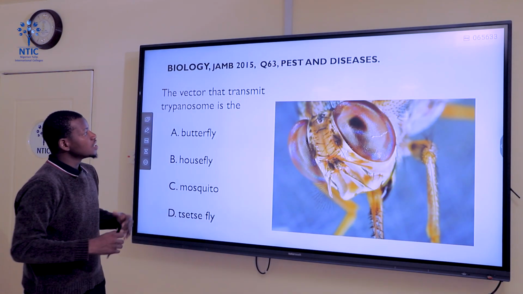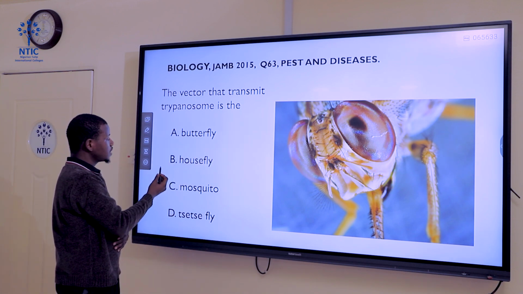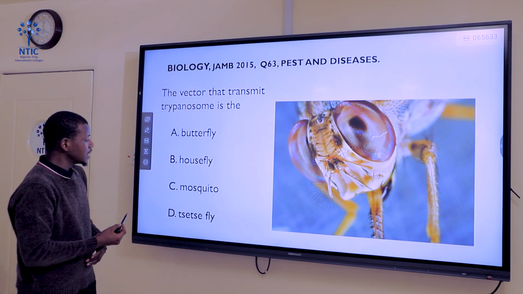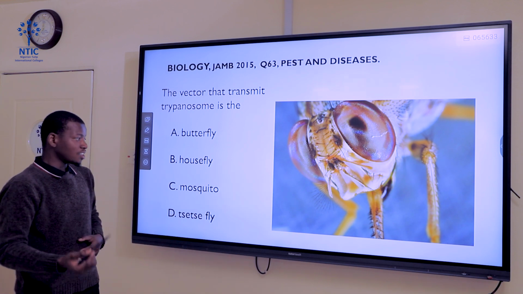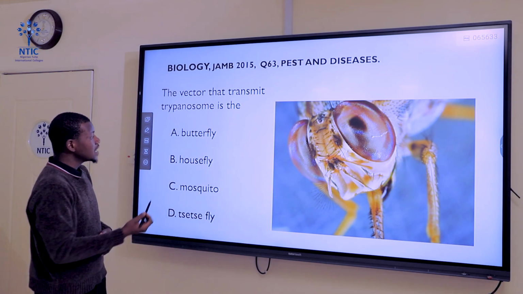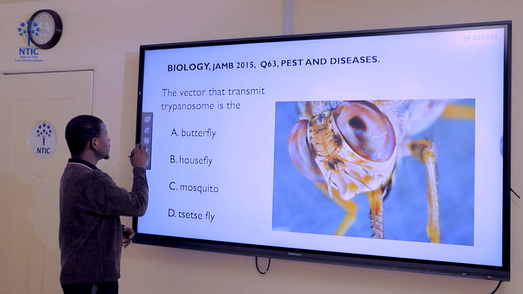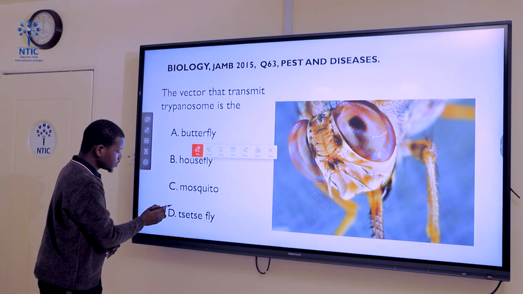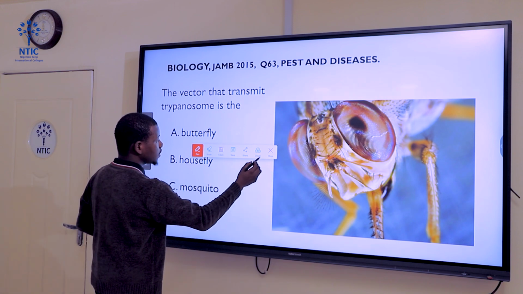Question 63. The vector that transmits trypanosome is A. Butterfly, B. Housefly, C. Mosquito, and D. Tsetse fly. Mosquito is a vector that transmits Plasmodium. Housefly transfers organisms that cause Shigella, and butterflies generally carry out pollination. Tsetse fly is the vector of trypanosome. So the correct answer is D, and here is tsetse fly.